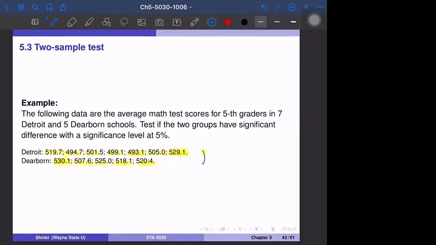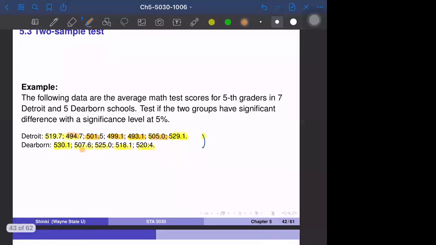Intuitively, it is probably different, because the Detroit observations are all less than 500, and they are also smaller than the smallest observation in Dearborn. So considering that, probably the Dearborn schools have a higher average score. This is just a sample. Dearborn has more schools, and Detroit has maybe a little less than 100 schools. So this is just a sample from Detroit and another sample from Dearborn.